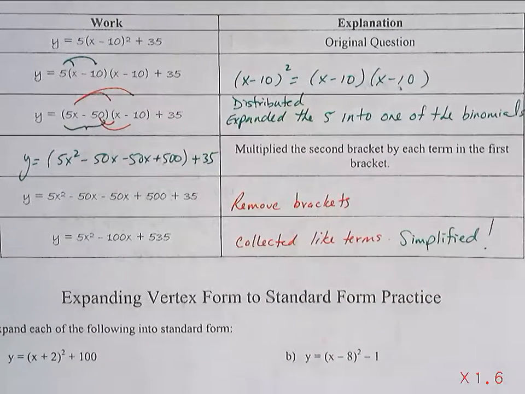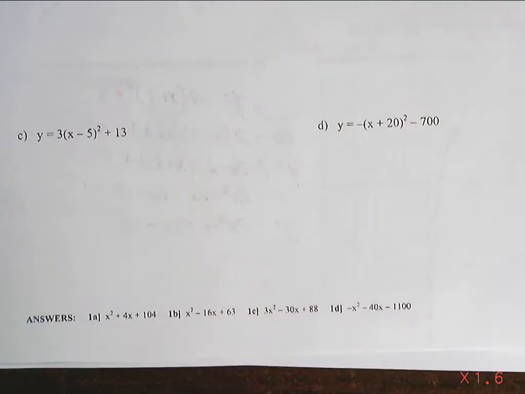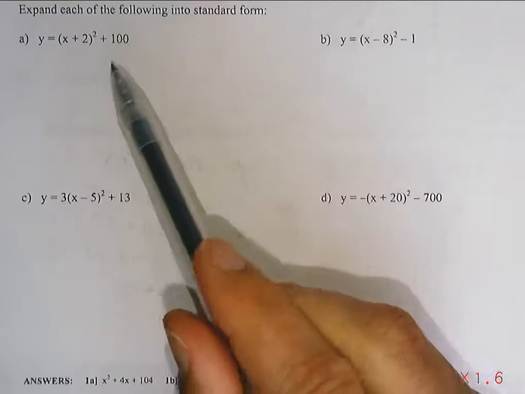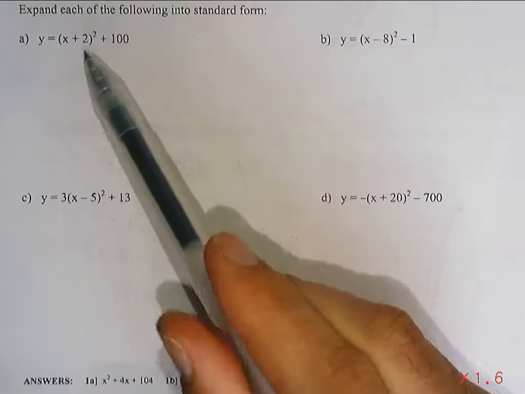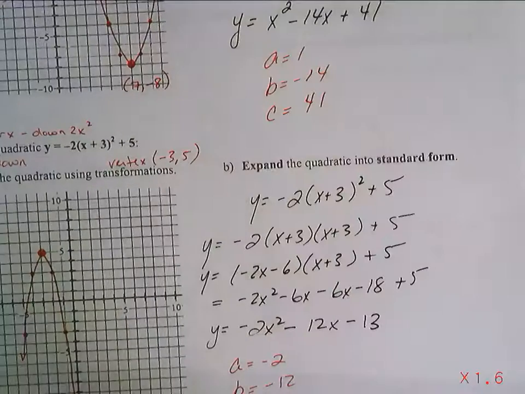Ladies and gentlemen, what I'd like you to do now is the practice below. There are 4 questions. There are answers at the bottom. And if you make a mistake and you don't get the answer, please try Photomath, see if that'll work. You've got to tell it to expand. And if that doesn't work, go back over the video, see what I did, and find your mistake.